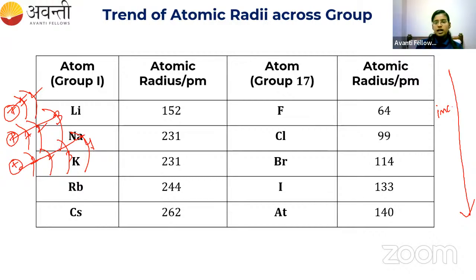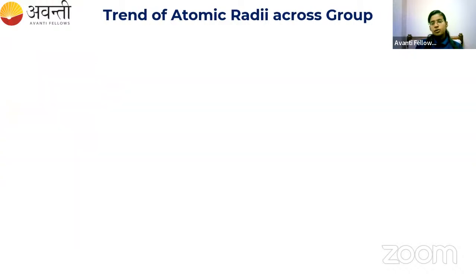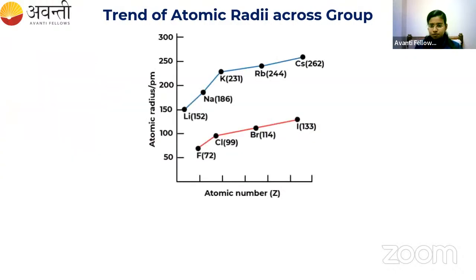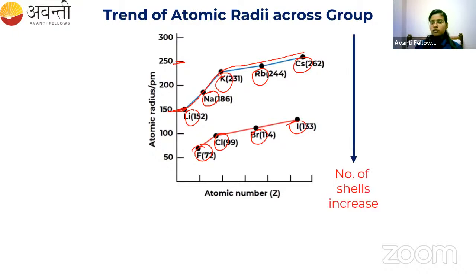Now if I draw a graph between atomic radius and atomic number for the group trend, this belongs to group 1: lithium, sodium, potassium, rubidium and cesium. On moving down the group, the atomic radius is increasing from 150 picometer to 250 picometer. And for the 17th group, which has fluorine, chlorine, bromine and iodine, again it is increasing. So on moving down the group, the number of shells increases, and because of this, the atomic radius also increases.